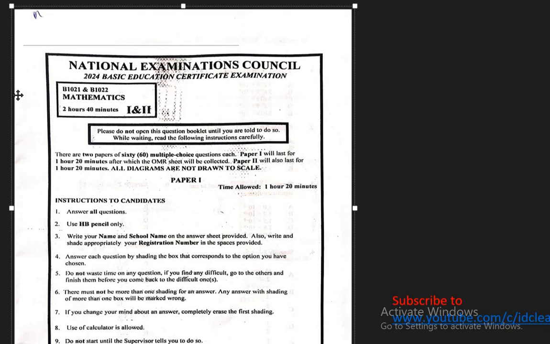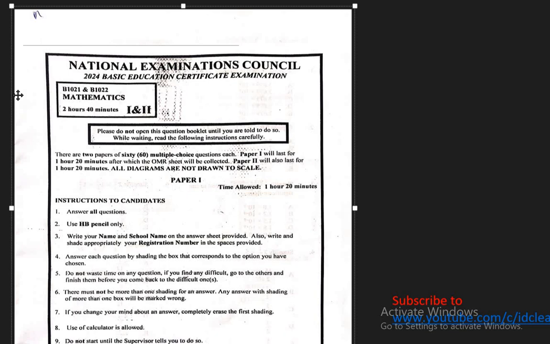All right. This is National Examinations Council 2024 Basic Education Certificate Examination. And what we have here is paper 1 and 2, mathematics. You can see the instruction. Before taking any exam, it's important you read the instruction. For paper 1, the instructions are there. You must answer all questions, use your HB pencil only, and so on and so forth.